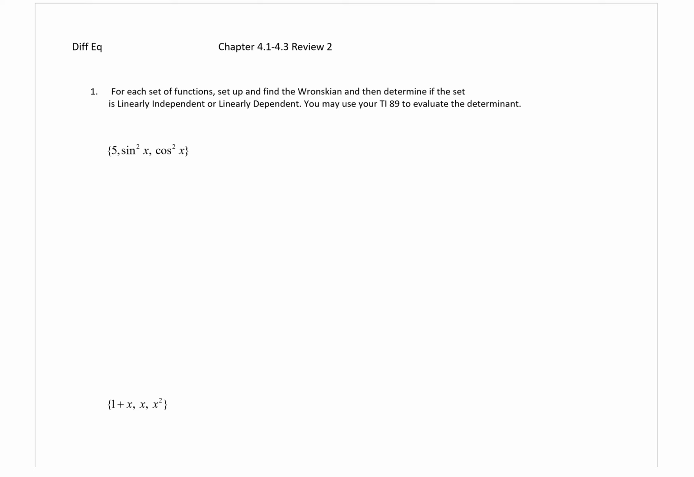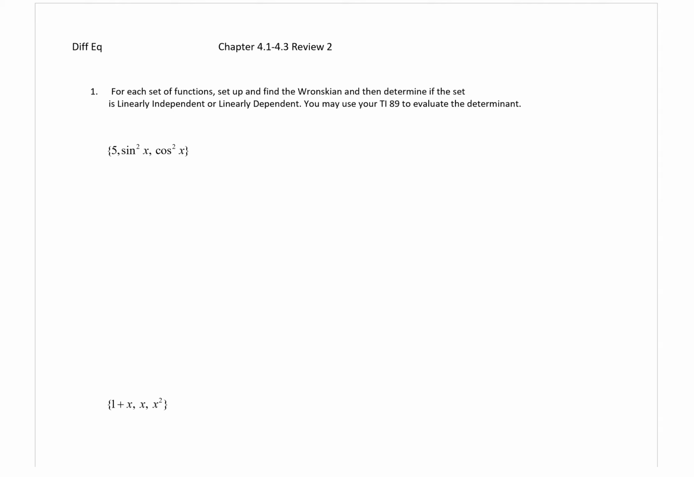Differential equations, we're looking at the 4.1 through 4.3 second review sheet. This is pretty much exactly what your summative is going to look like. It's going to have the same basic problems. You will start with something like question 1, where it says for each set of functions, set up and find the Wronskian and determine if the set is linearly independent or linearly dependent.